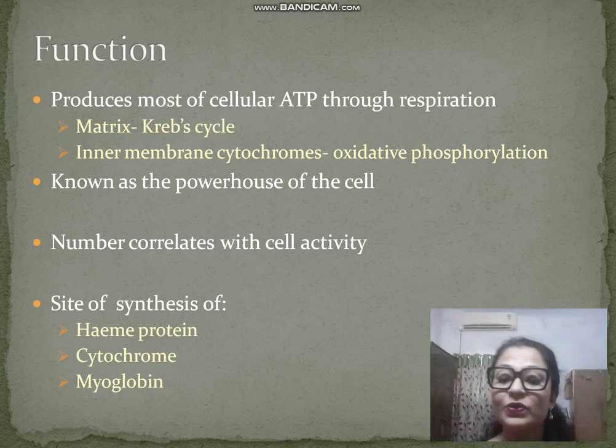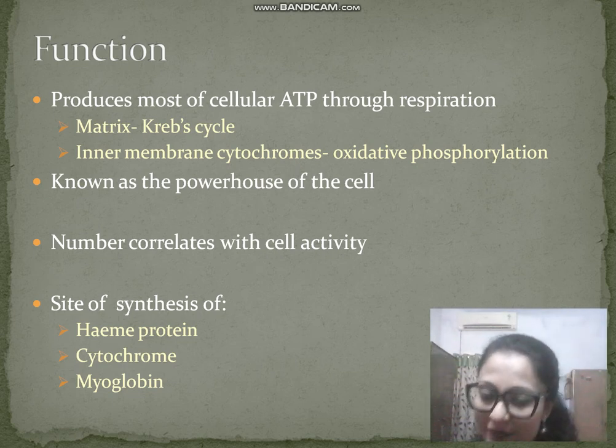Hence, it is known as the powerhouse of the cell. It gives us power. Energy gives us power, right? Hence, animal cells have more mitochondria than plant cells because we need more power. We have to move around all the time, right? So now everything is falling in place.